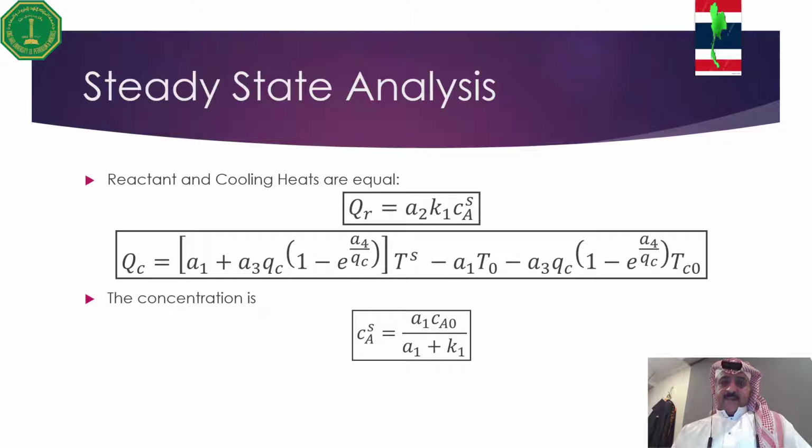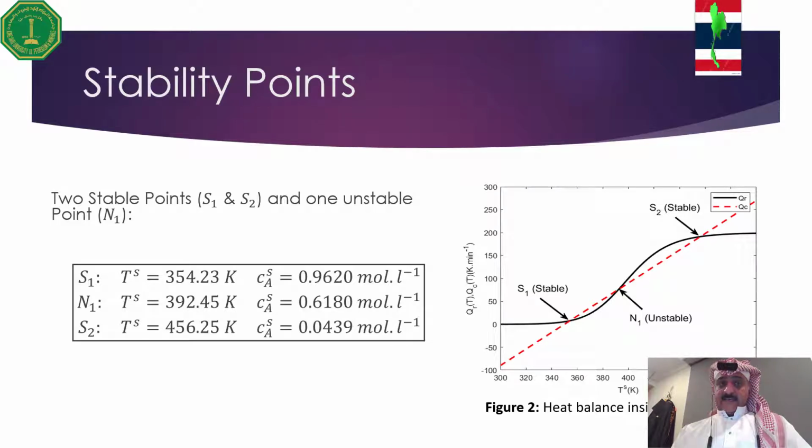Steady state analysis. In steady state, the reaction heat QR and cooling heat QC are equal. Using the previous differential equation, the concentration Ca equals this equation. So we will plot the stability points, because we have to design at S1 or S2, the stable points, since this model is nonlinear. If we plot QR in black and QC, they are equal at S1.